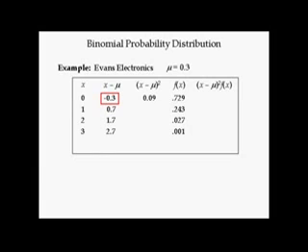Then we square the first deviation from the mean, the second deviation from the mean, the third deviation from the mean, and the fourth deviation from the mean. 2.7 times 2.7 is 7.29. Next, we want to take the squared deviation from the mean and multiply by its respective probability. Remember, the probability comes from the binomial distribution function.